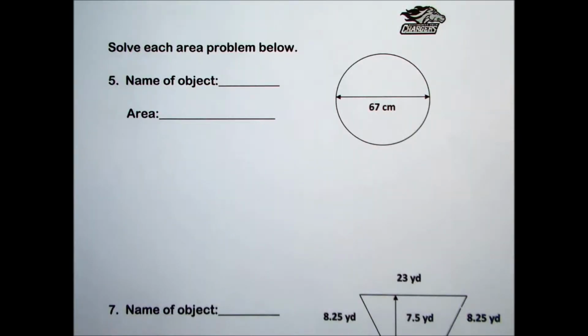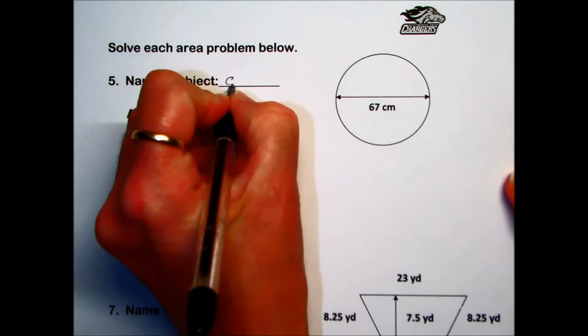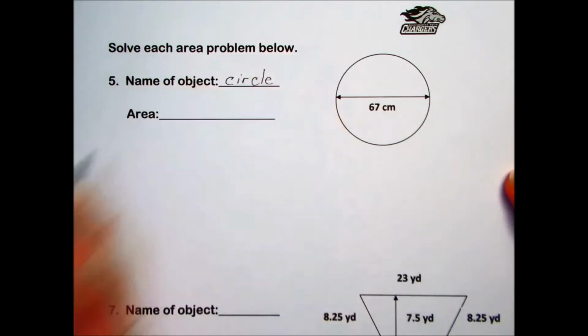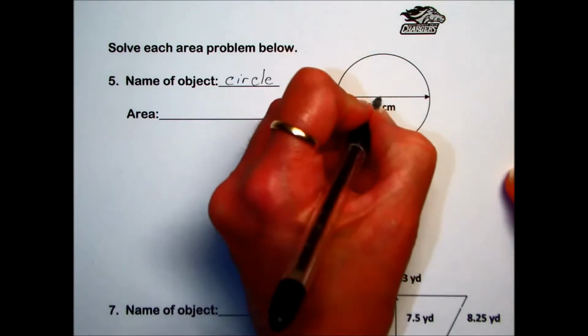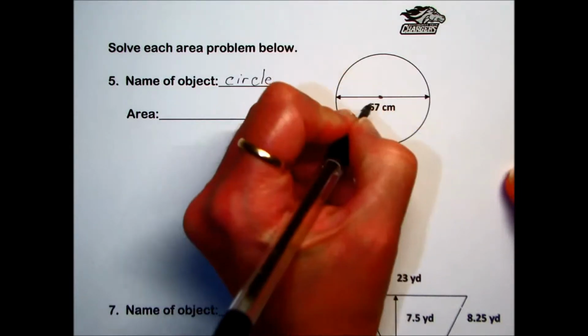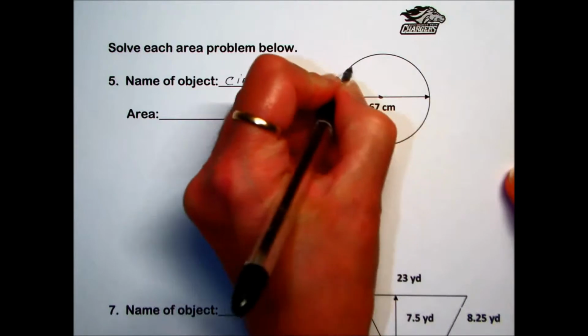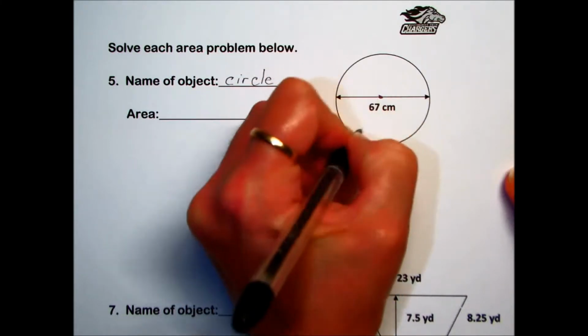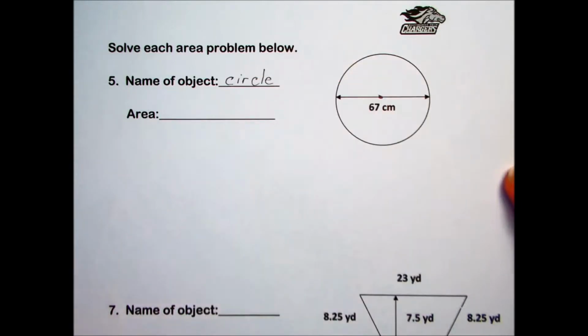Practice set 5. Solve each area problem below. In problem number 5, the figure given is a circle. In the geometric world, the definition of a circle is a two-dimensional figure whose points are all the same distance from a particular point. That particular point we refer to as the center, and every one of these points along this continuous curve here are the same distance, forming our circle.